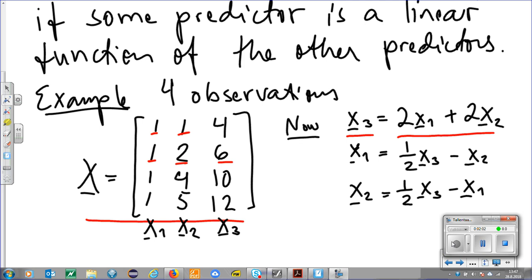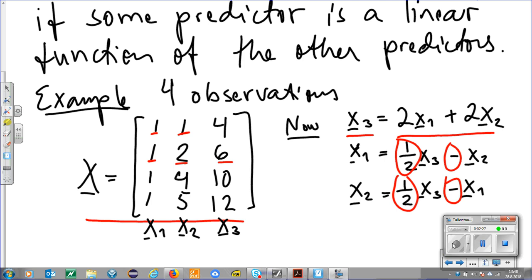And naturally, in some cases, not all other predictors are needed to find a linear formula for x2, which means that some of the weights can be zeros. Like in this case the weights are half, 1 per 2 and minus 1, and then naturally they can be 0 as well.